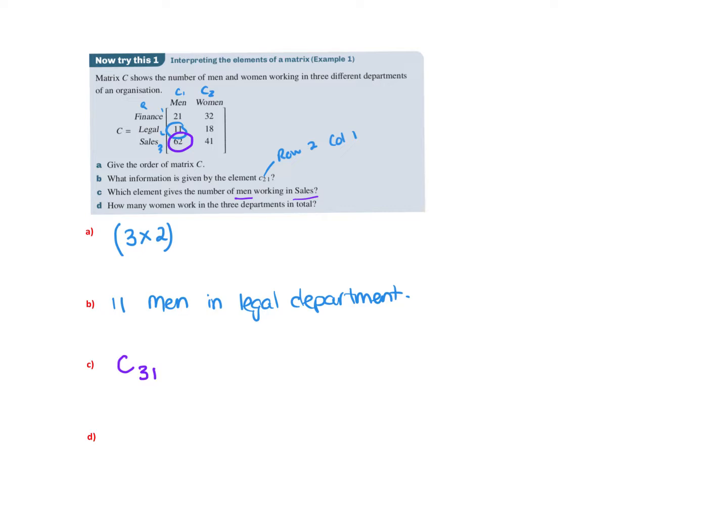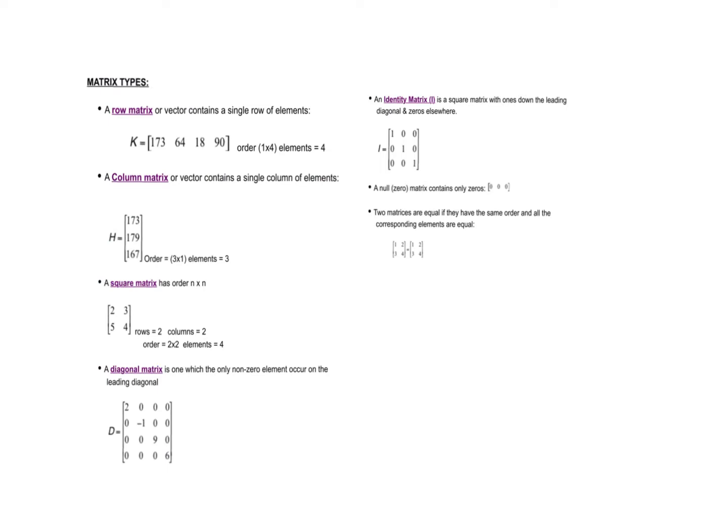So if we look for the women, we just want to add up all those numbers. So we would add up those numbers and we get 91 women. Okay, so now we know what matrices are.